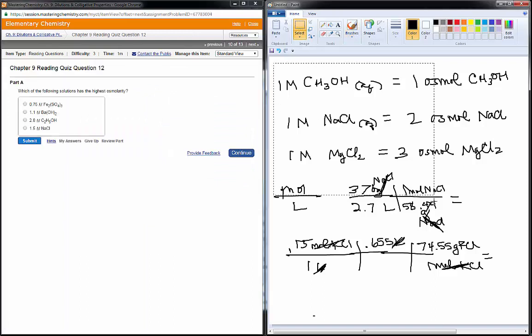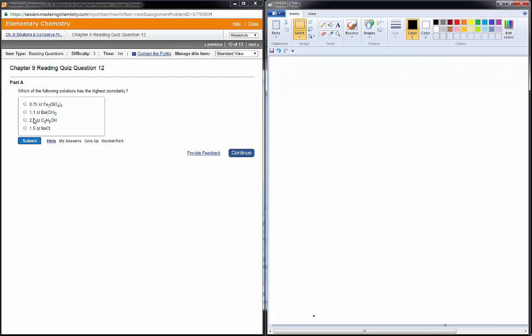Next, we're comparing osmolarity. And we have different molarities, but then we also have different kinds of things. This is an ionic compound, which will dissociate into 5 ions. That's 3 sulfate ions and 2 iron ions. This is an ionic compound that will separate into 3 ions. This is a covalent compound, which will not separate into ions. And this is an ionic compound that separates into 2 ions.